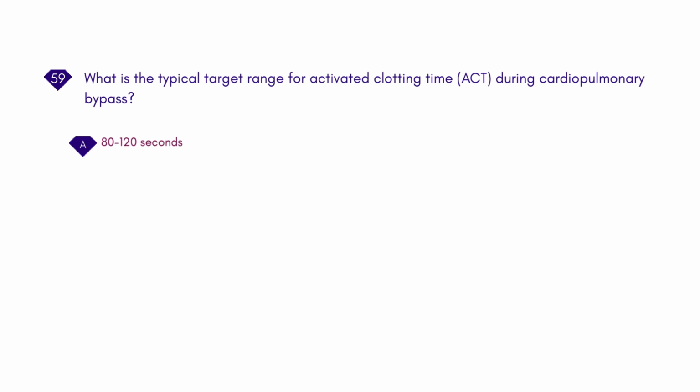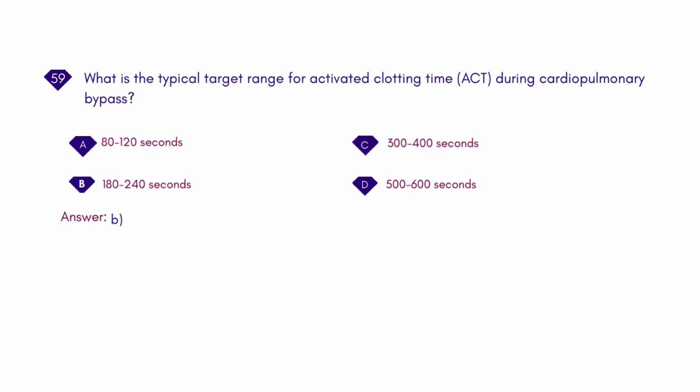What is the typical target range for activated clotting time, ACT, during cardiopulmonary bypass? A. 80 to 120 seconds. B. 180 to 240 seconds. C. 300 to 400 seconds. D. 500 to 600 seconds. Answer: B. 180 to 240 seconds.